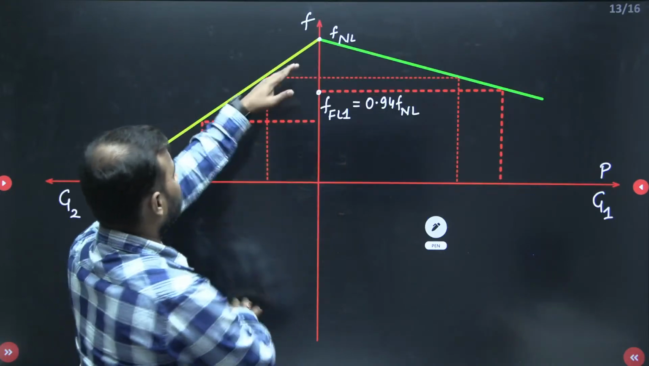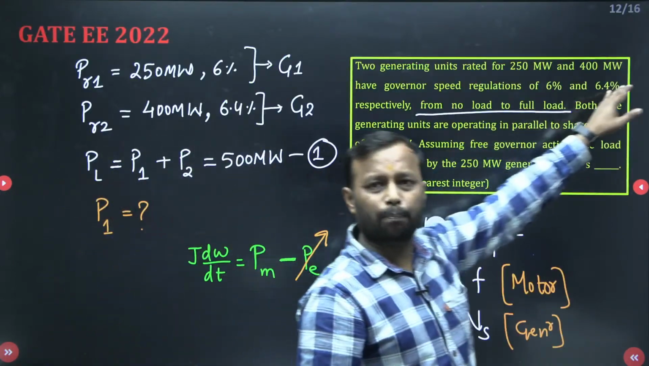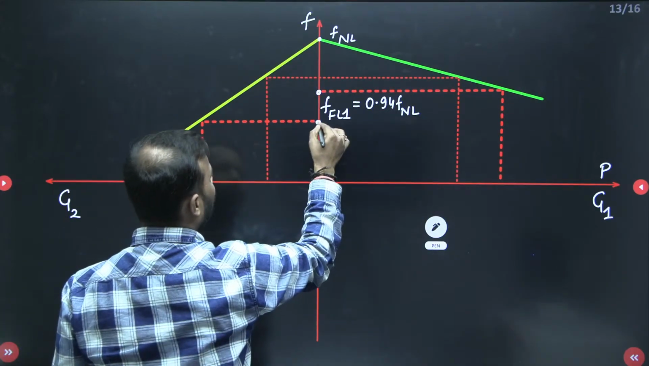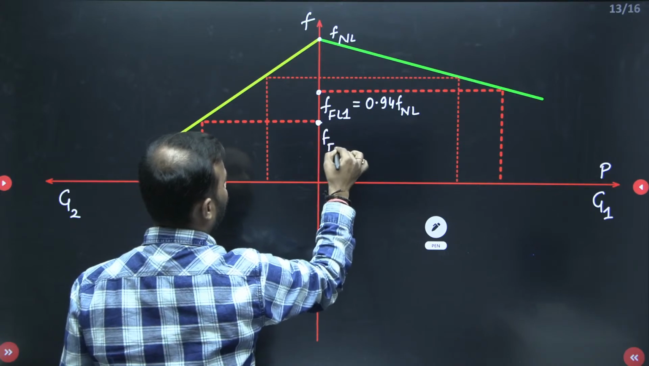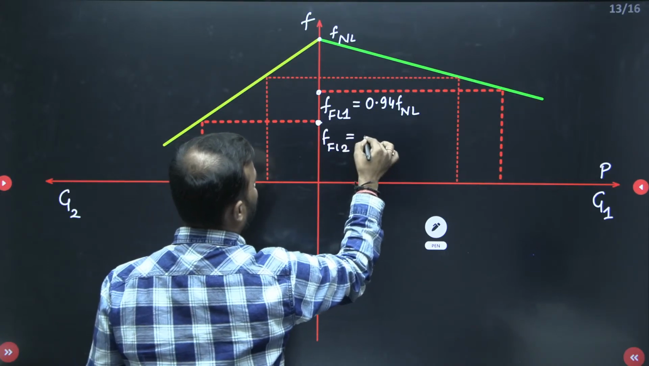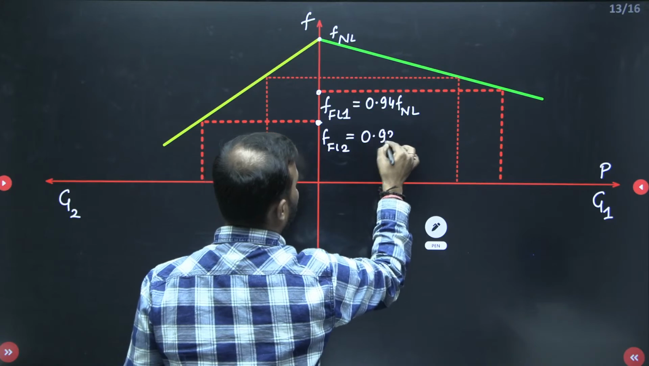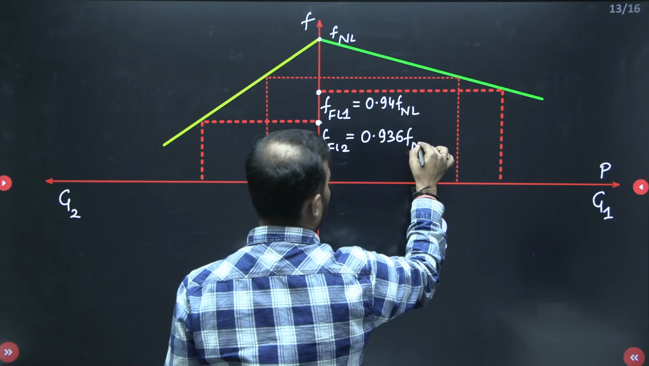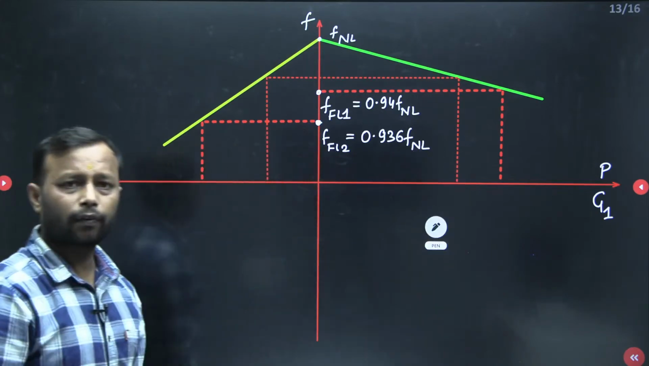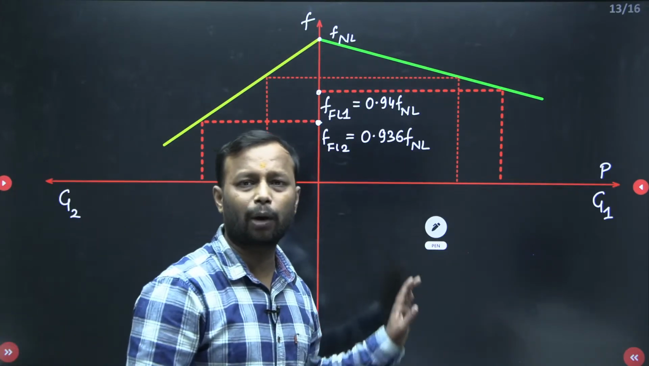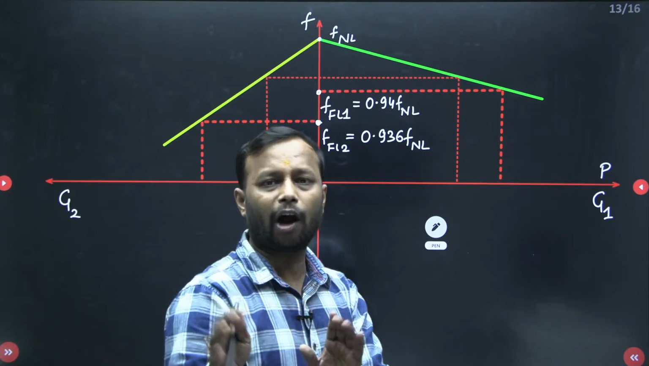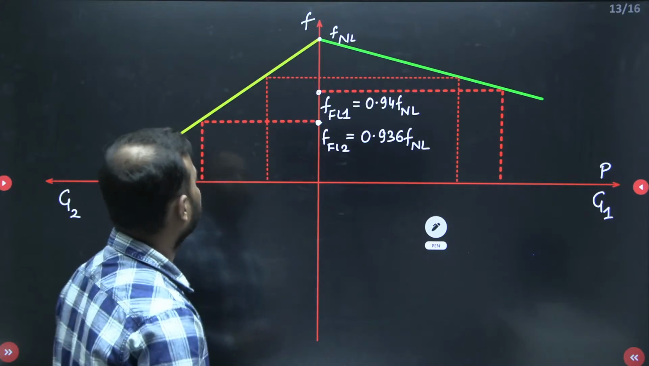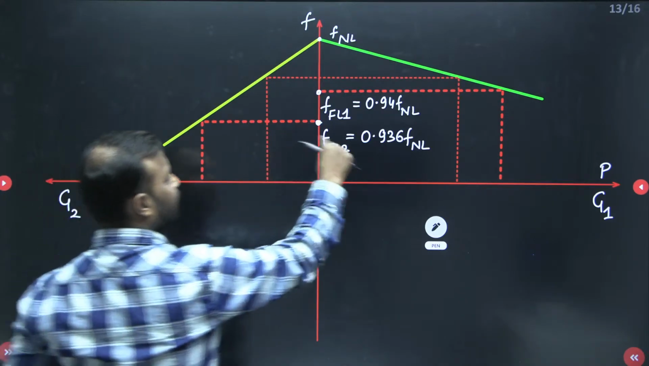Similarly, for generator 2, it is 6.4%, isn't it? So this particular frequency, F full load 2, is equal to 0.936 F_NL. Got the point? Any doubt till this point? Please do let me know, everyone. If you are having any doubt, please shoot in the chat box. I am going to answer all the queries. Done. All right.